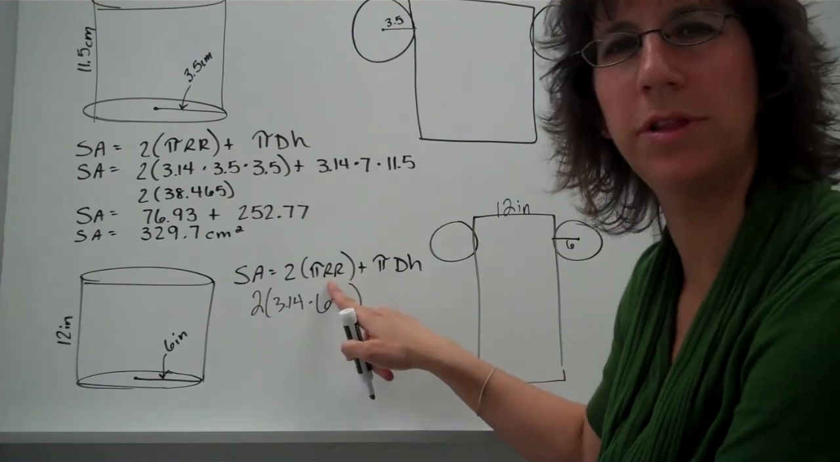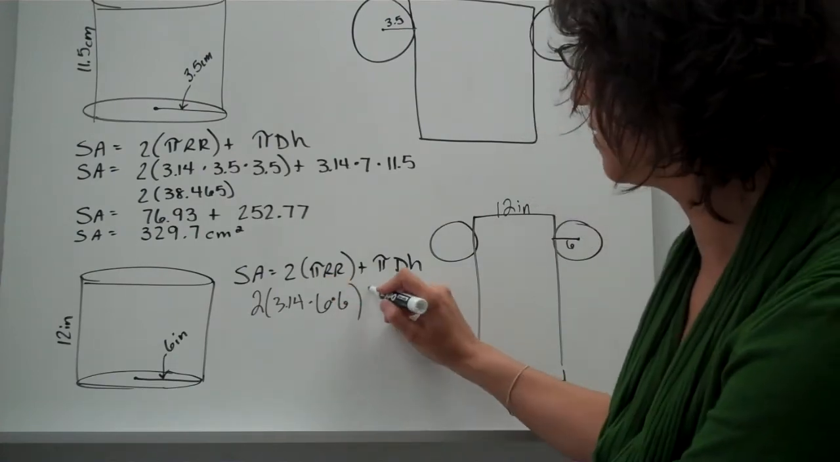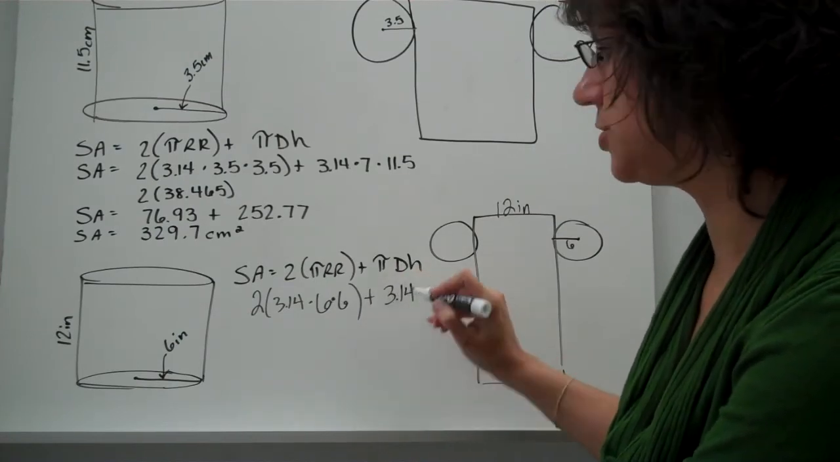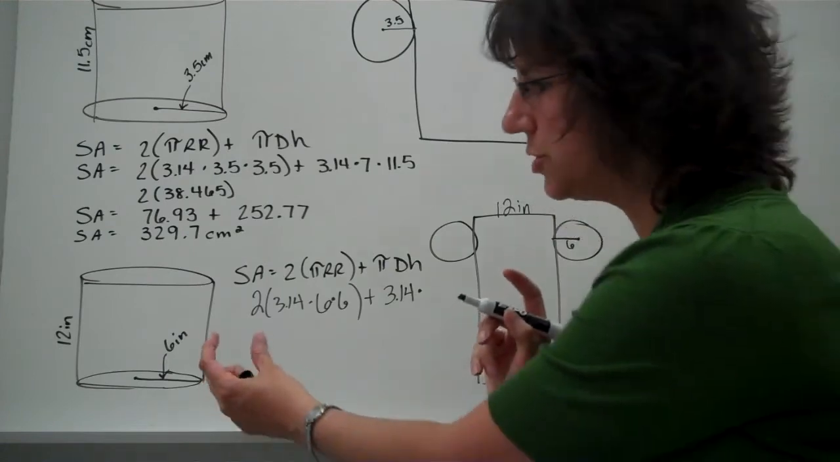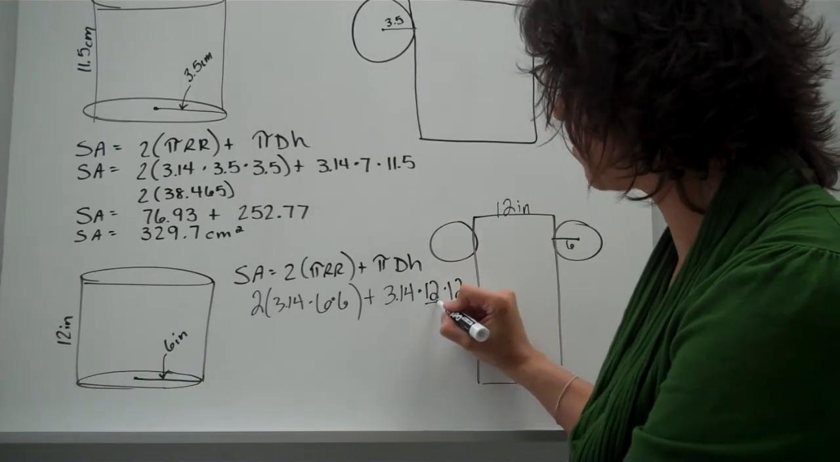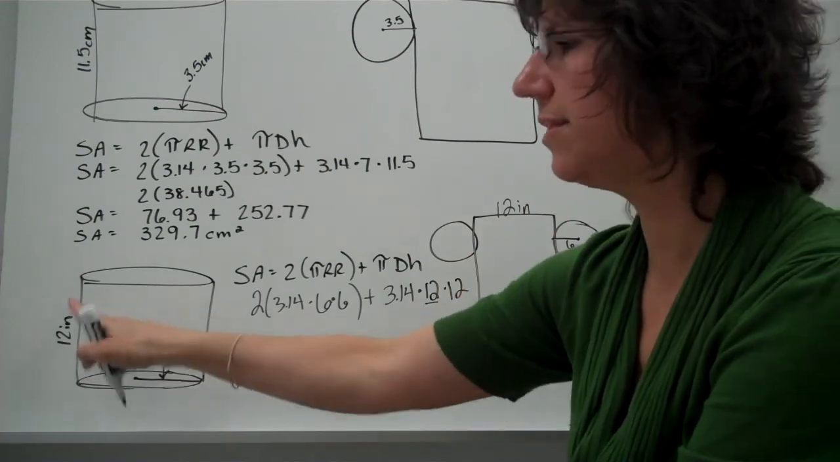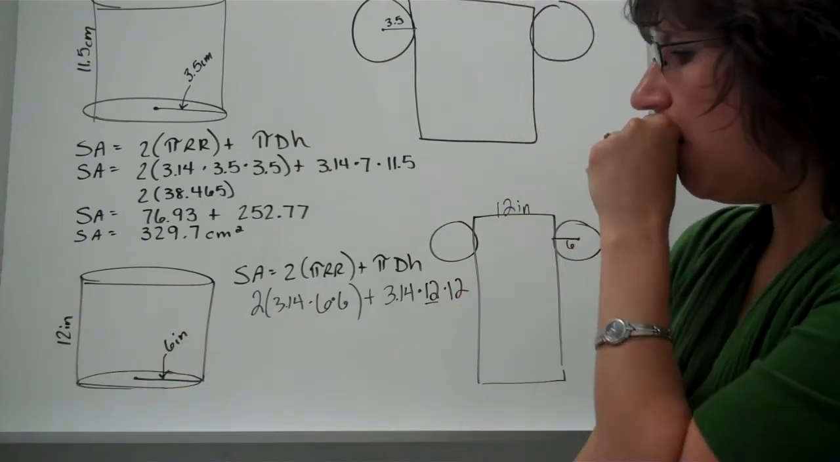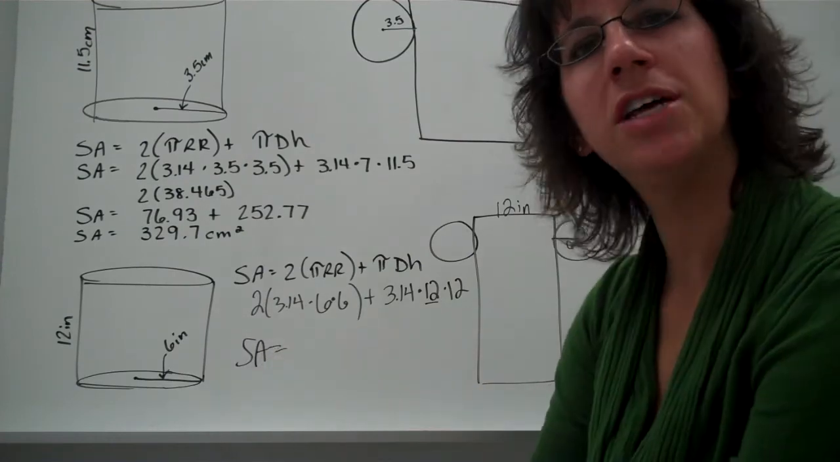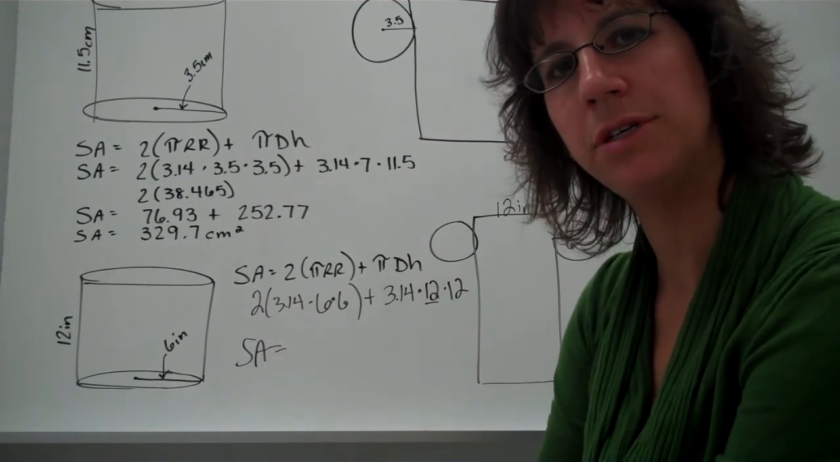That's why I'm writing out the formula this way. I noticed several people getting confused on that in class. And then we've got pi times the diameter, not just one 6, but 2 6s together, and height. So this represents the diameter, and then the height is also 12. Multiply all that out. Go ahead and pause the video, multiply it out in your calculator, see what you get.